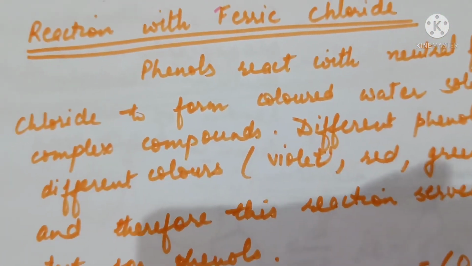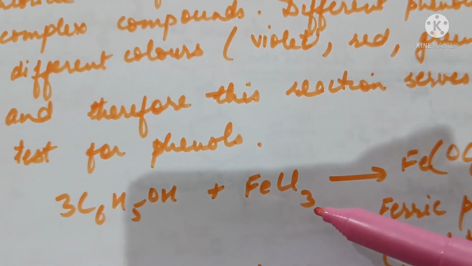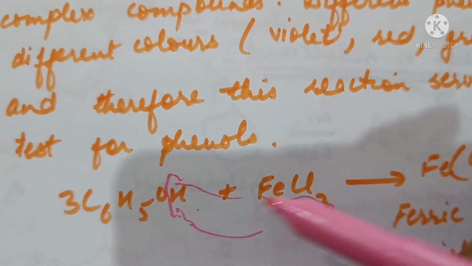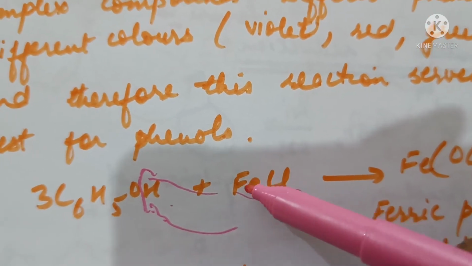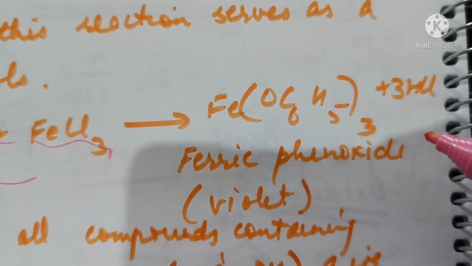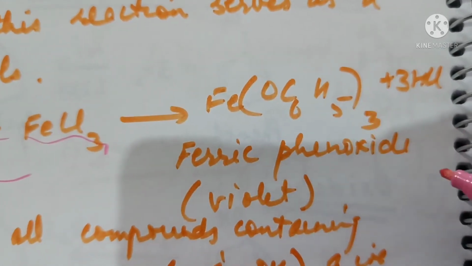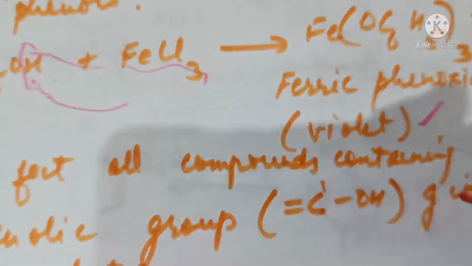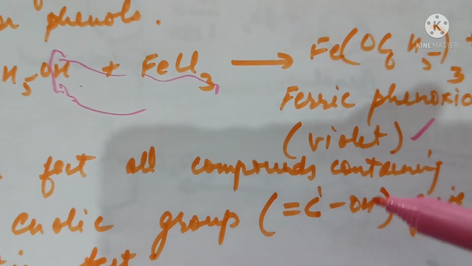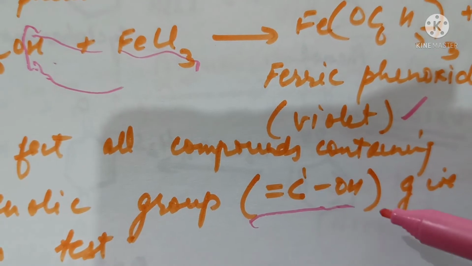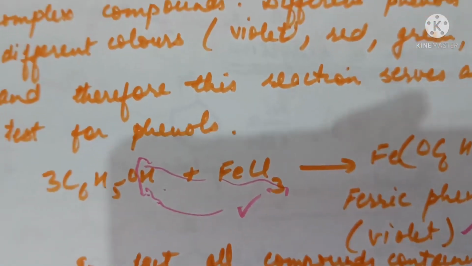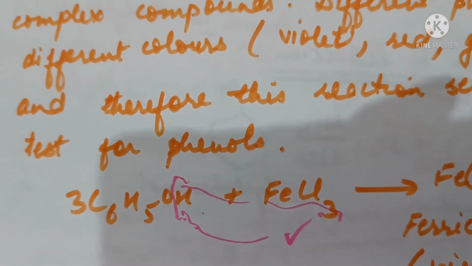Then reaction with ferric chloride. Phenols react with neutral ferric chloride, and this H will react with Cl to form HCl. So 3 phenol molecules will get attached to iron in place of 3 chloride ions to form ferric triphenoxide, which is violet in color. So this is used as a test for phenols. In fact, this test is given by all enolic groups. Any compound which contains a double bond and an OH group will give this test, that is, reaction with ferric chloride to give colored solutions.